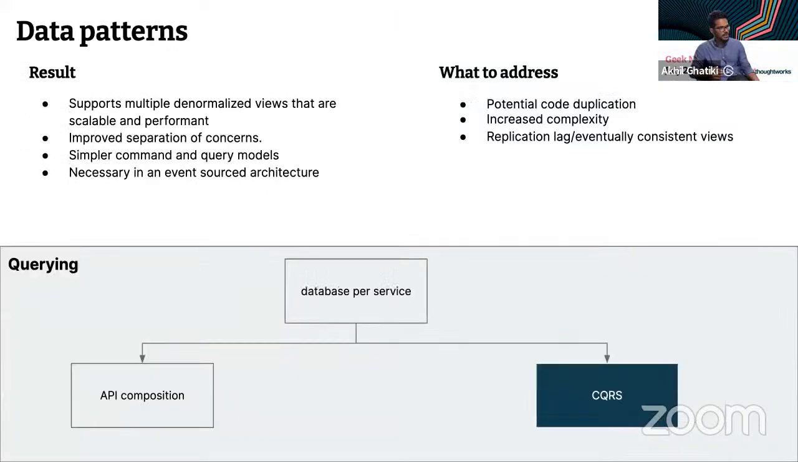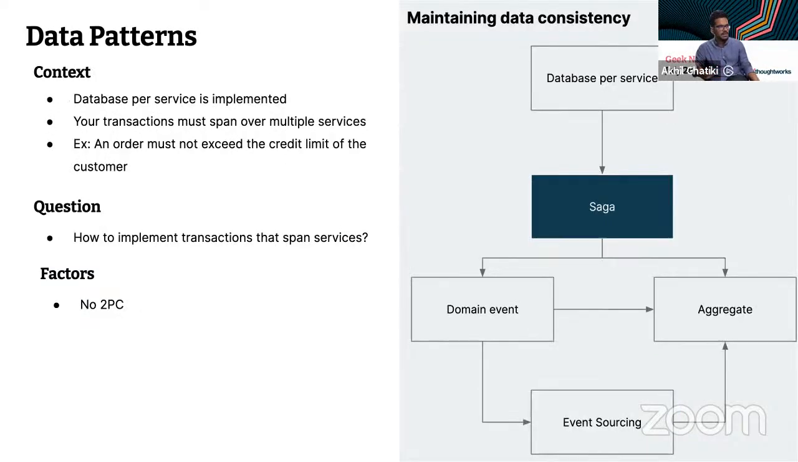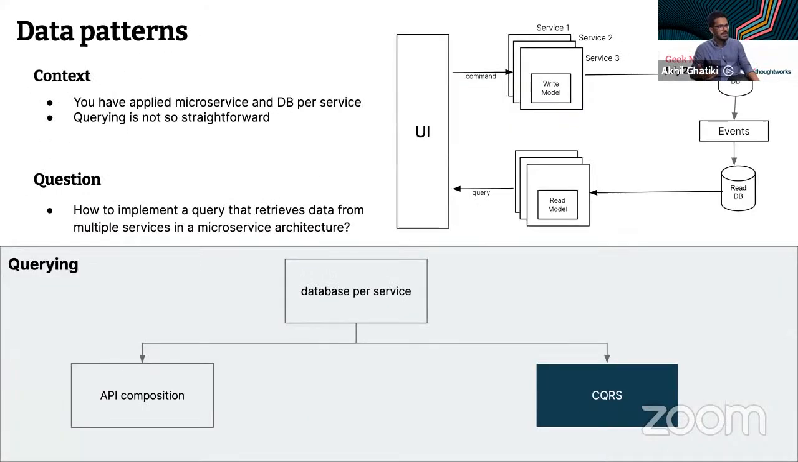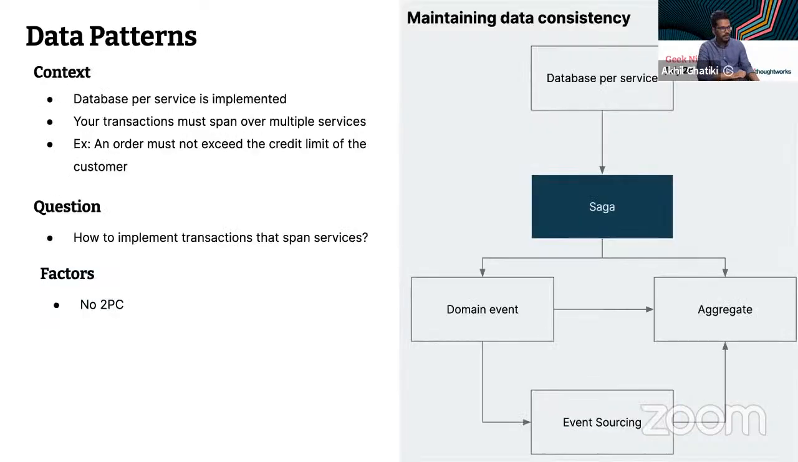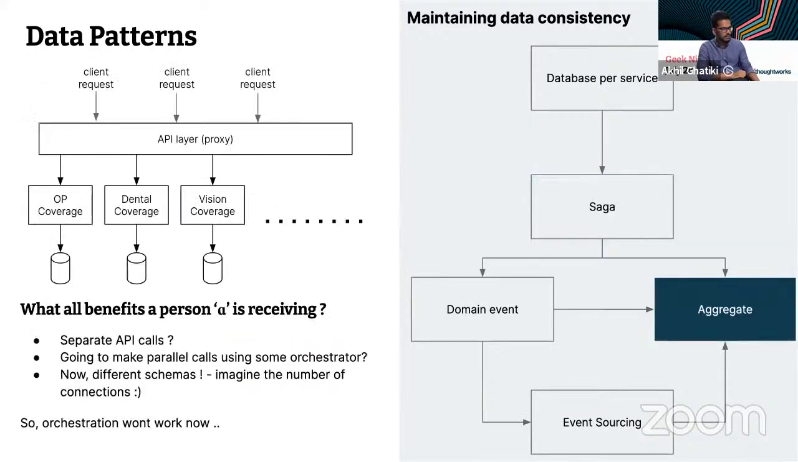CQRS branched out of database per service, so it is one pattern that you can have under database per service. CQRS is about maintaining different models to get different performance on your writes and reads. Yes, it is still a database per service, but with a different business requirement: either you need high write throughput or high read throughput. And you can have materialized views for the reads. I hope that answered your question, Navin Chandra.